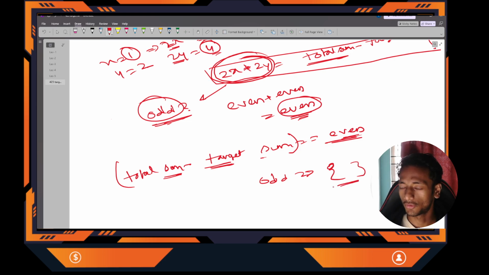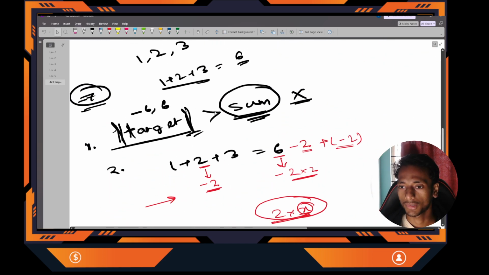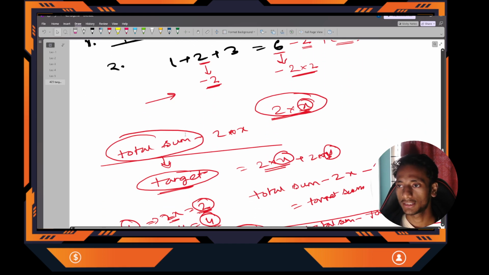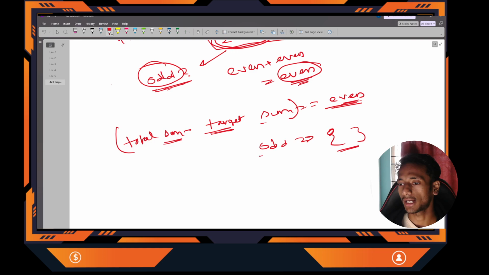Correct? Clear? So there are two situations. One situation is when the absolute target value is greater than the sum, then we can't have any answer array. And another situation when we return an empty array is when the total sum minus target sum is an odd value. Even value we can convert, but if it is an odd value, then we can't have any answer array. Clear?